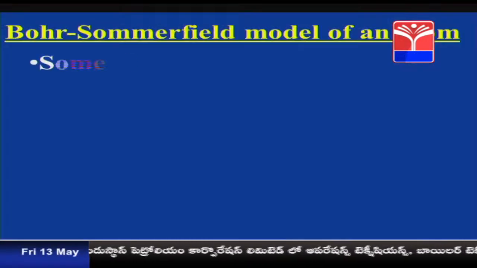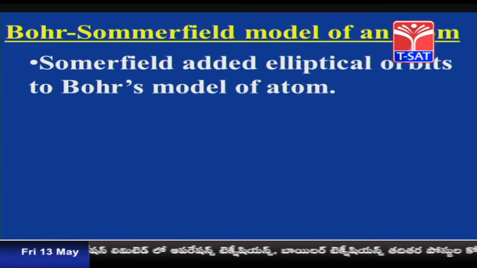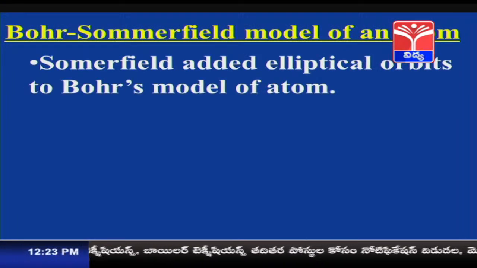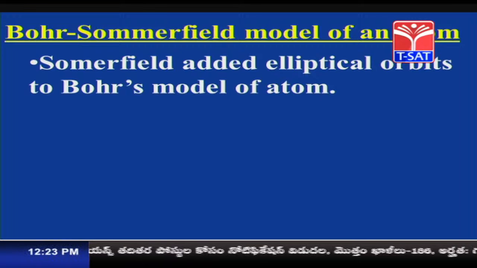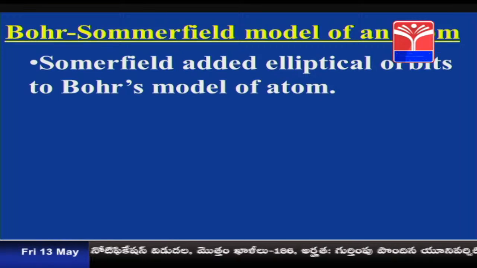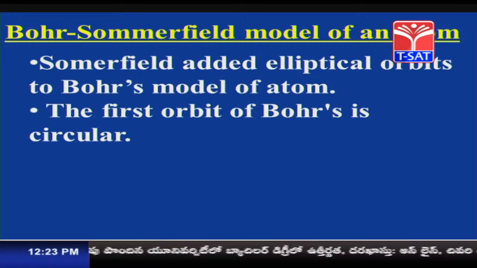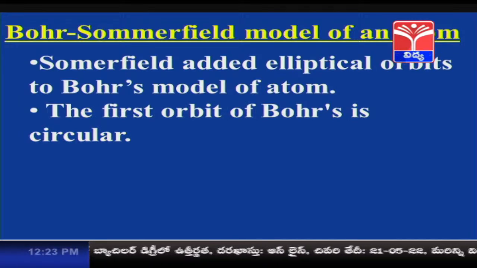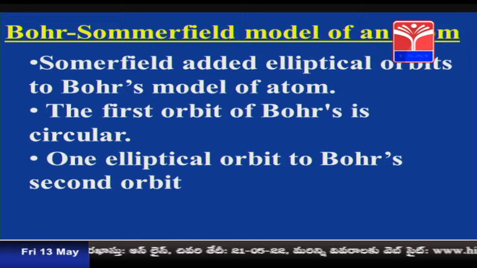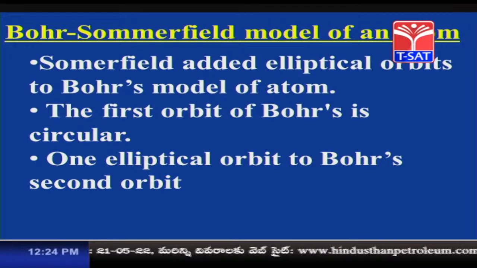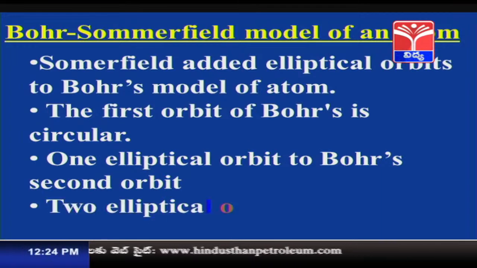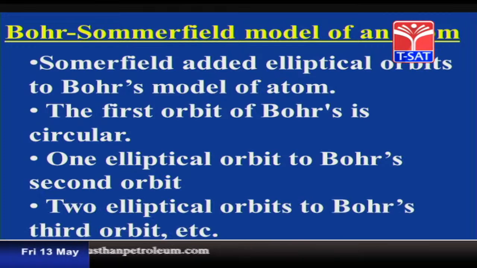Now, let us see it. Sommerfeld corrected the Bohr atomic model by adding elliptical orbits. He added elliptical orbits to the Bohr atomic model, and he said that the first orbit of Bohr is circular. One elliptical orbit is added to Bohr's second orbit, and 2 elliptical orbits are added to Bohr's third orbit, and so on.